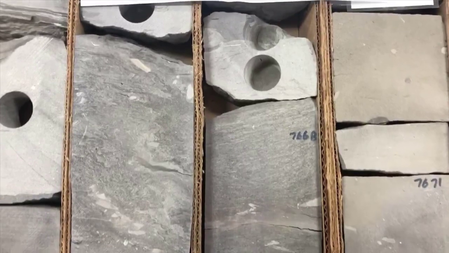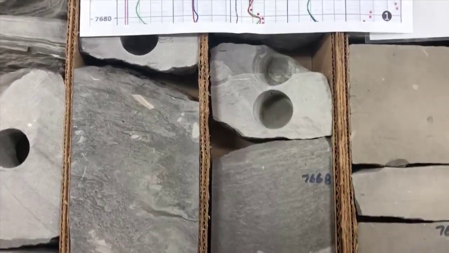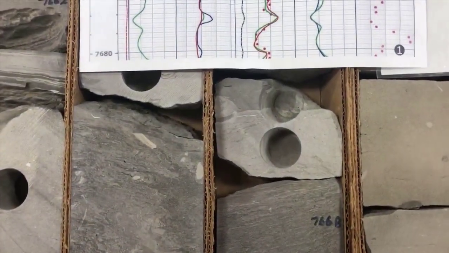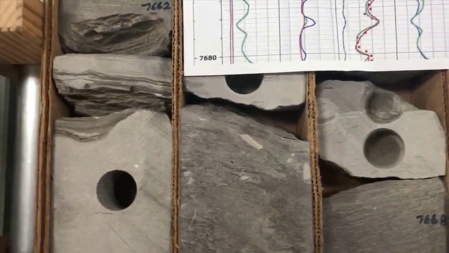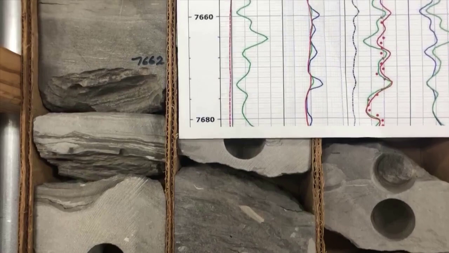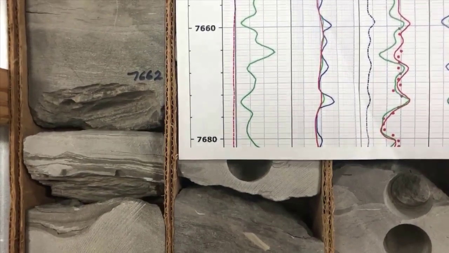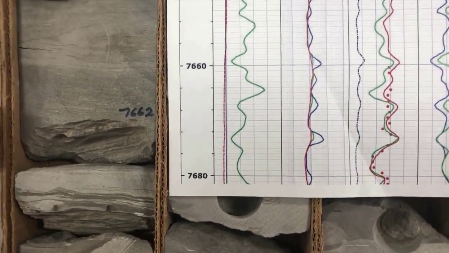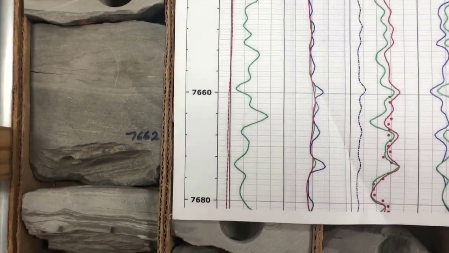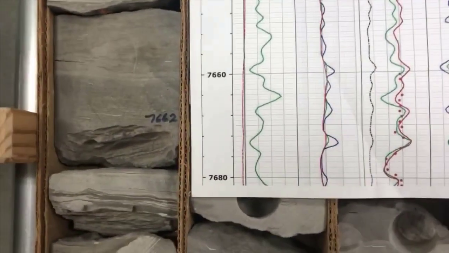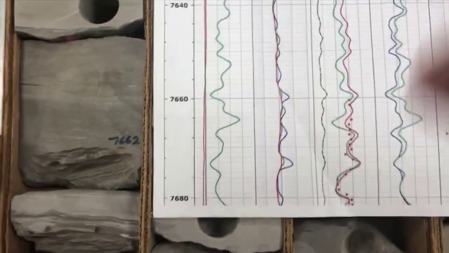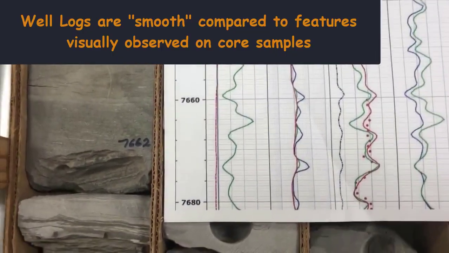Now you can also look at the features that we have here going through these cores. It's very clear from the analysis that we have laminated systems typical of a turbidite. Please note that the degree of variability that we observe on the core is much higher than the degree of variability that we see in logs.